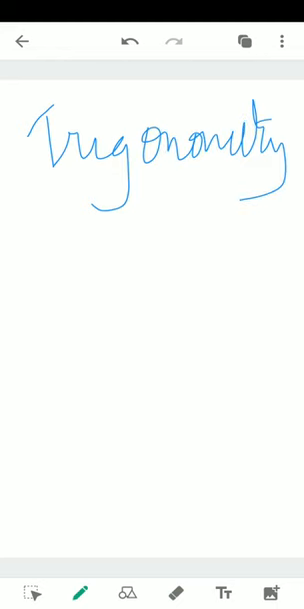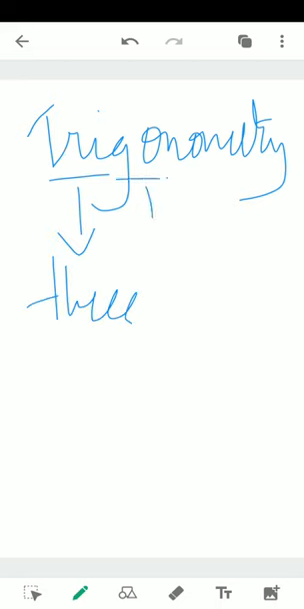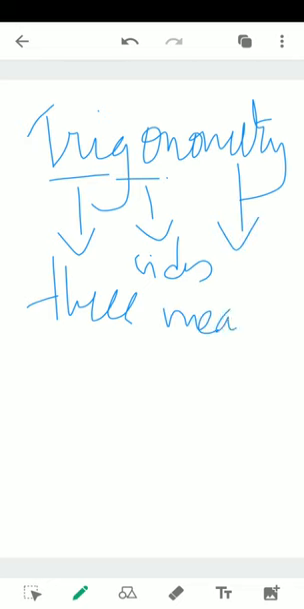Trigonometry. If we just break up the meaning: tri means three, gon means sides, and metry means measure. So three sides measure. If you remember, a three-sided figure is nothing but a triangle. So trigonometry can be formally defined as the study of the relationship between the sides and the angles of a triangle. So we are going to focus a lot on the sides and the angles of a triangle.